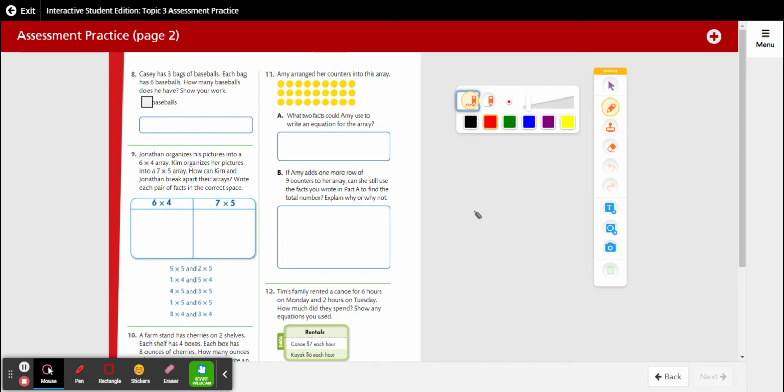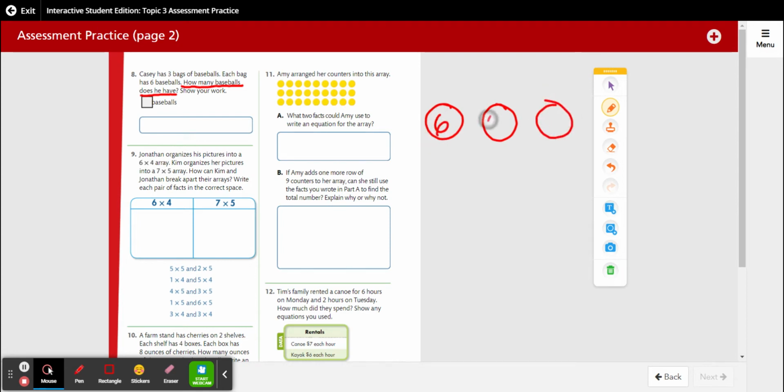Show your work. Okay, so as with any word problem, first, we need to ask ourselves, what is the question asking us to do? So the question is asking us to find how many baseballs does Casey have? And I need to show my work. So I could visualize this problem by drawing a picture. So I have 3 bags of baseballs, and I have 6 baseballs in each bag.